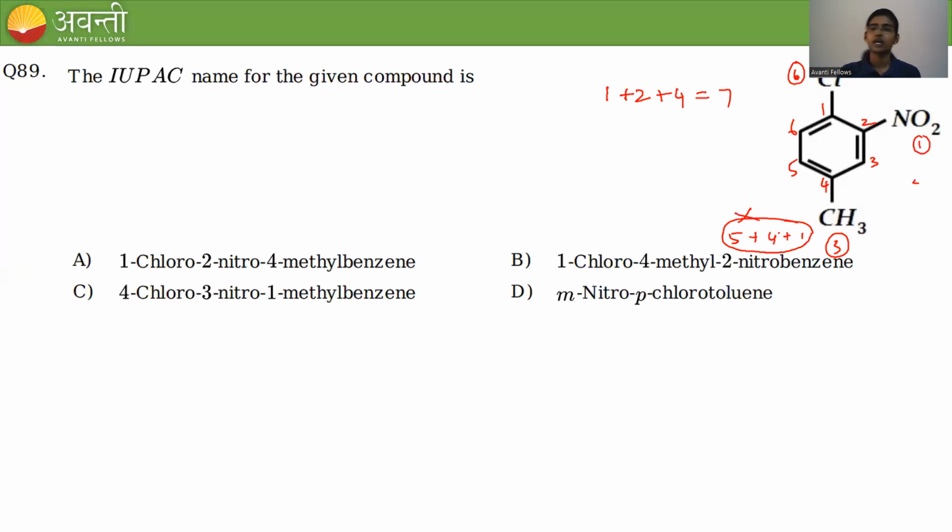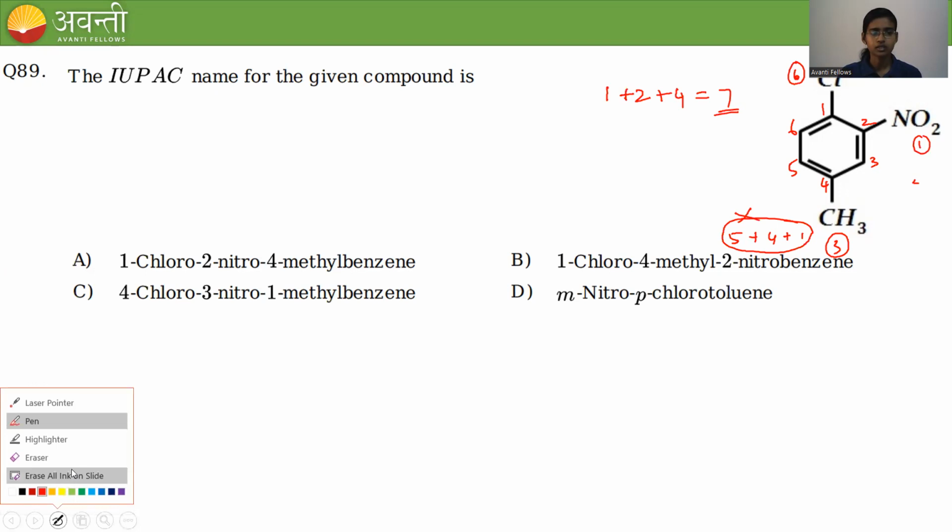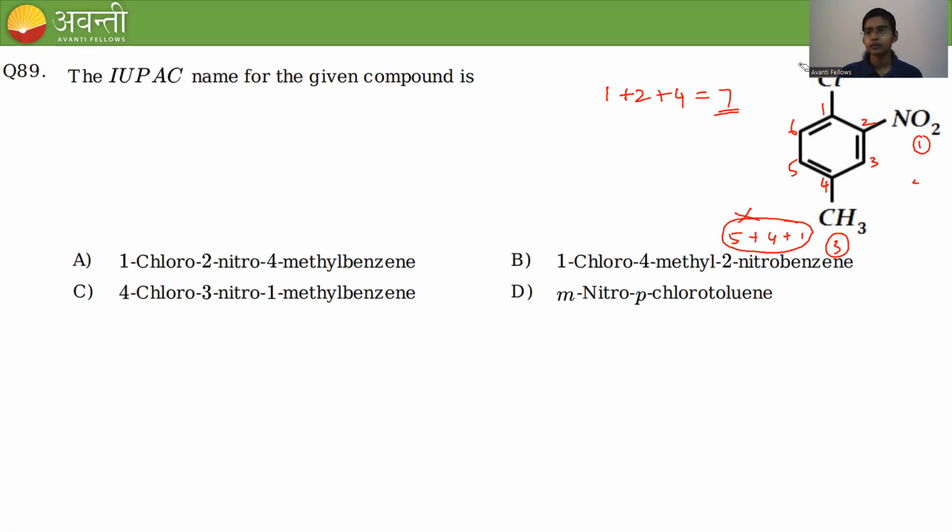So what we have to do, we have to start with chlorine. While starting with chlorine only, we are getting the smallest possible number following this locant rule. And this is the correct way of numbering. So we can remove the remaining part. Just wait a second. All these are the incorrect way of numbering.